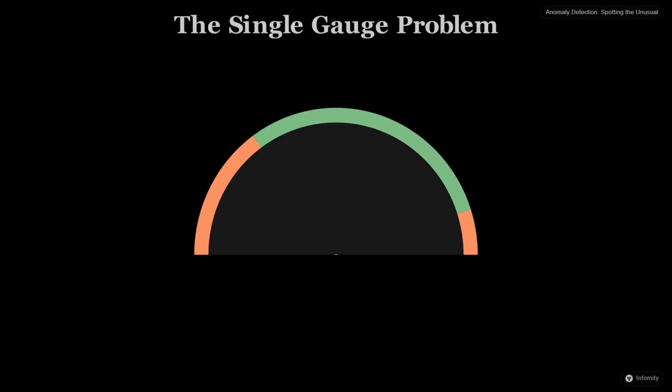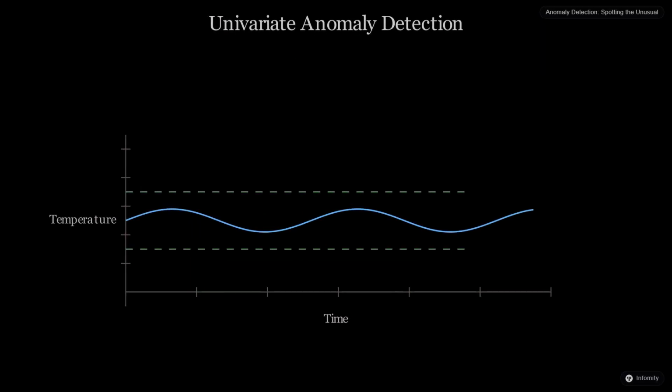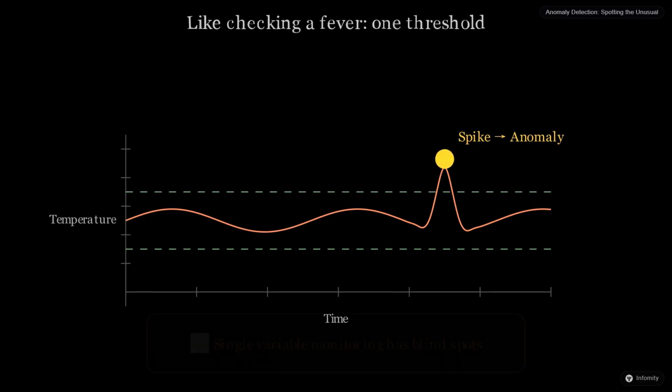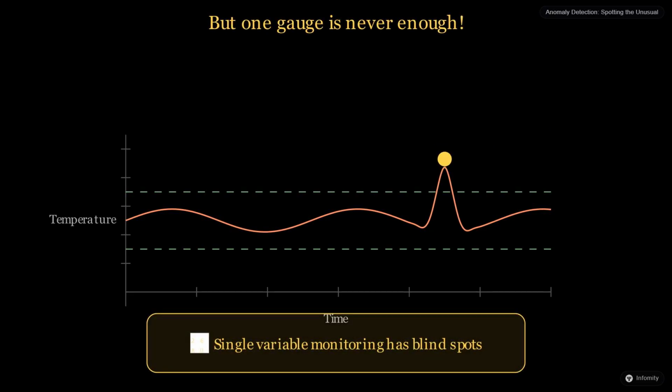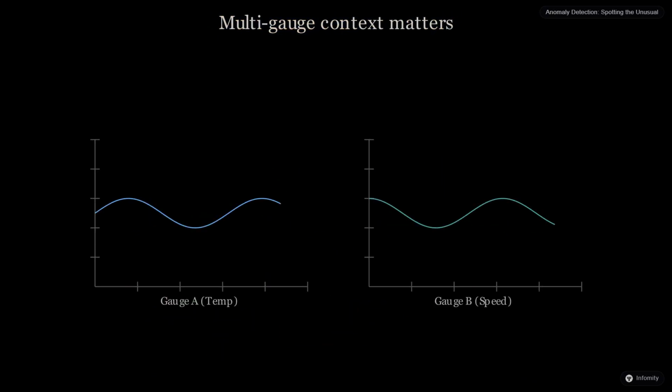Let us look at a single gauge on the wall. If the needle stays between 10 and 20, the watchman stays calm. This is univariate detection, where we monitor just one variable at a time. It is like checking a person's temperature. If it goes too high, something is wrong. However, life is rarely that simple. The watchman learns that looking at one gauge in isolation can lead to false alarms.